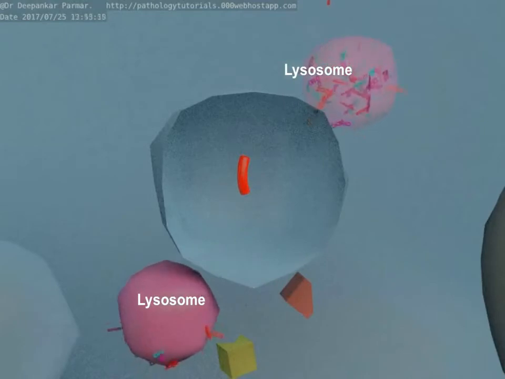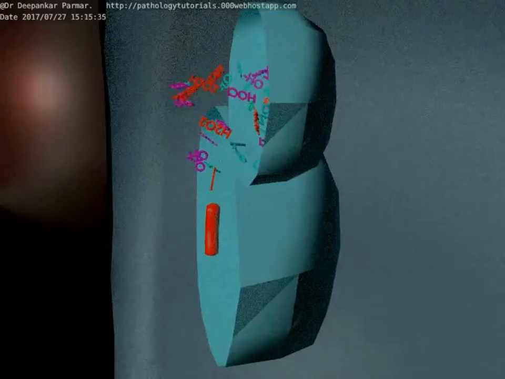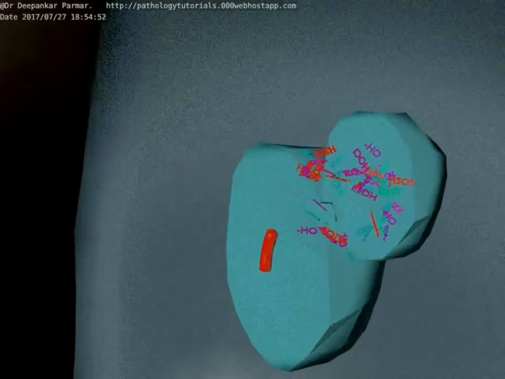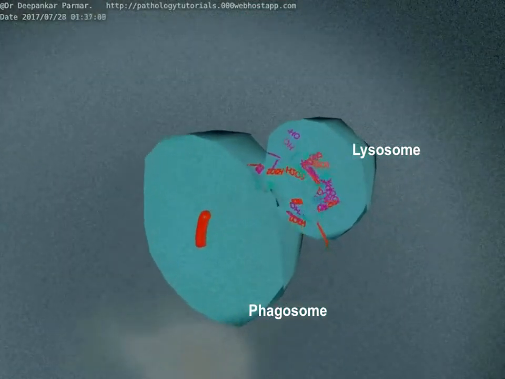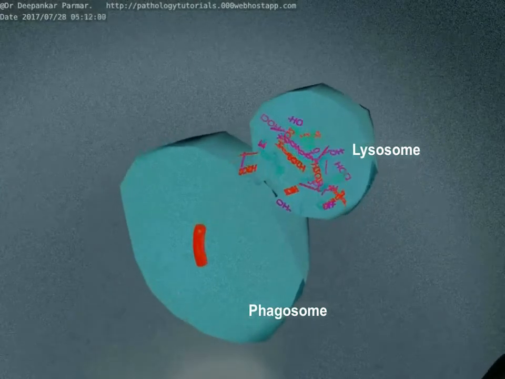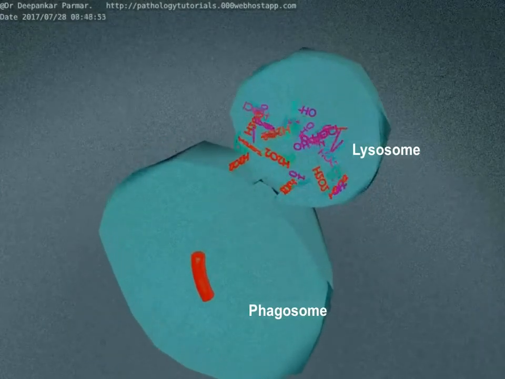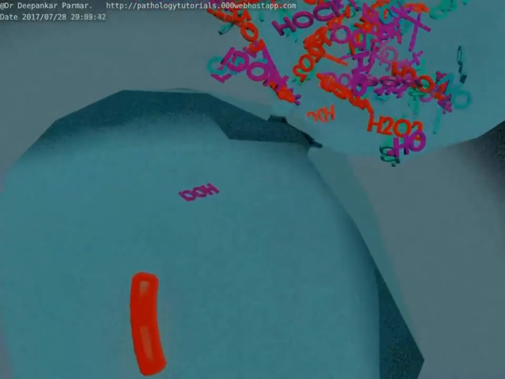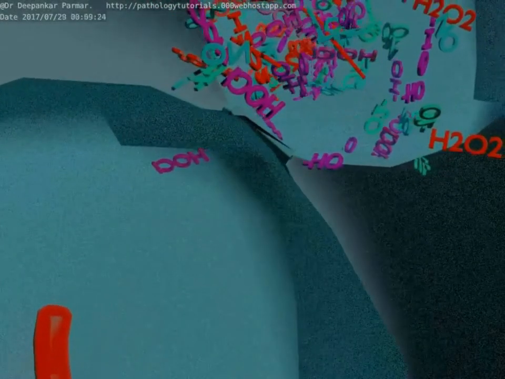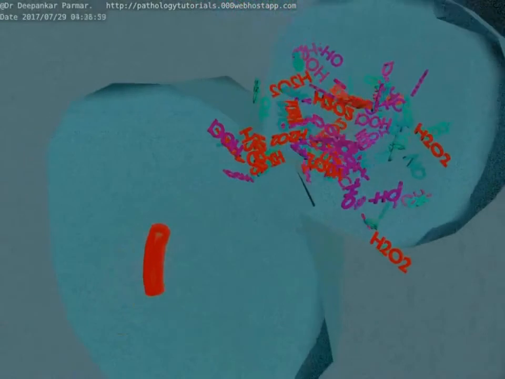The next step is phagolysosomal formation. In this step, the phagosome fuses with lysosomes and becomes a phagolysosome, a potent antimicrobial vacuole in the cytoplasm of the macrophage. This step is also known as phagosome maturation. This completes the fourth step of phagocytosis.